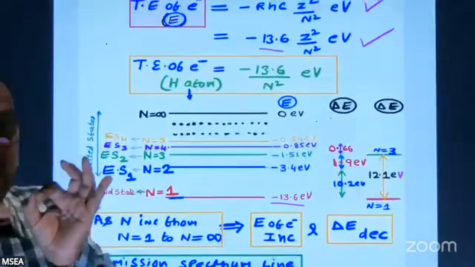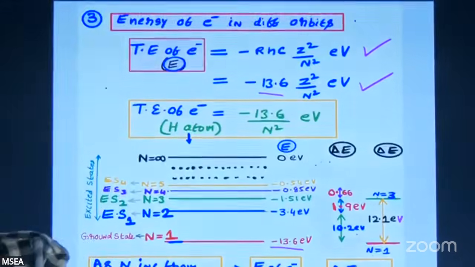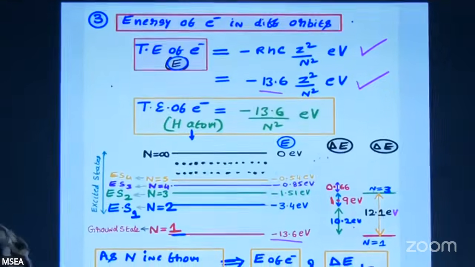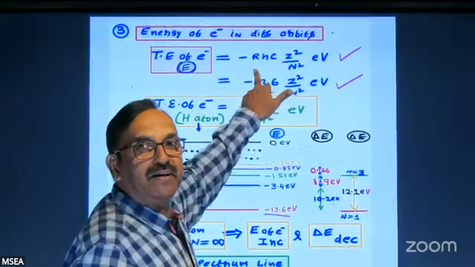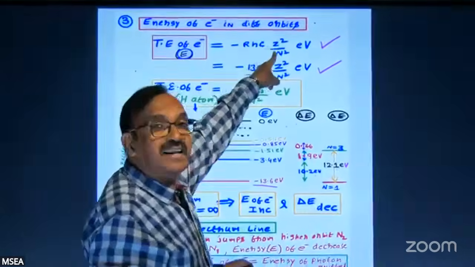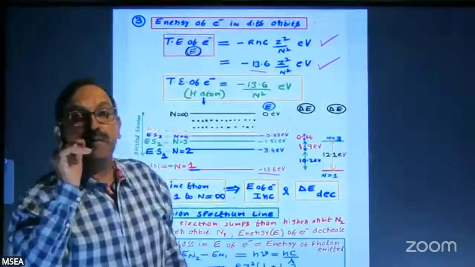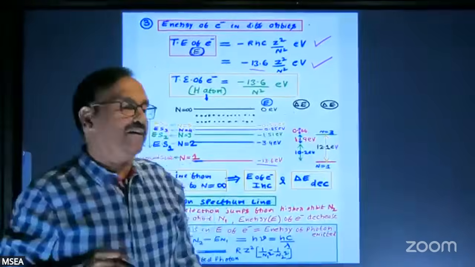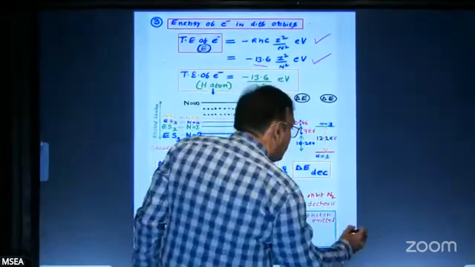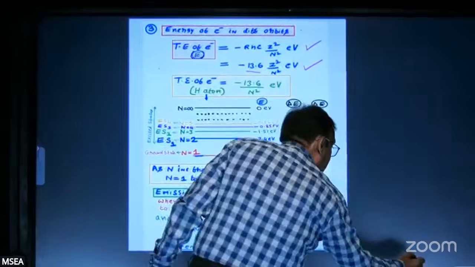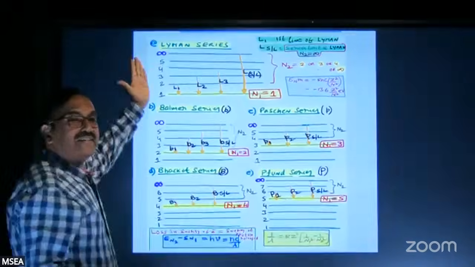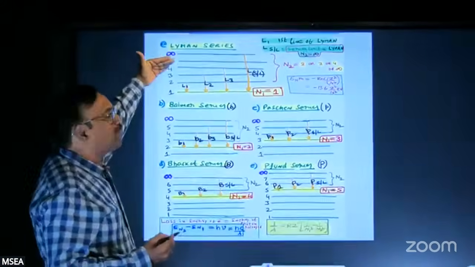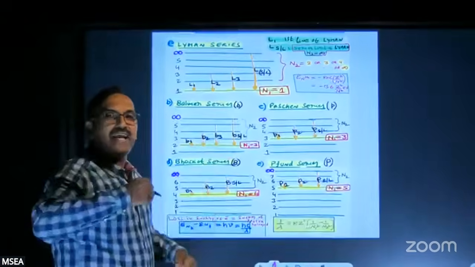So, a good number of formulae will be there, but most of the formulae you are good at. The only care you have to take is that not only the numerical formula you remember, like 13.6, you have to remember even RHC. Both the things you have to be good at. Now listen carefully. Only one particular point I will explain about the spectral lines there.